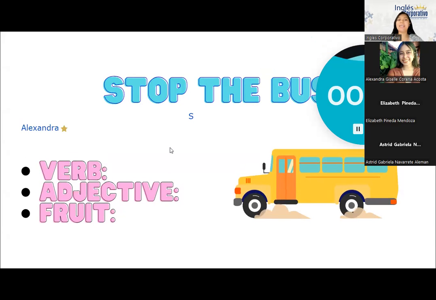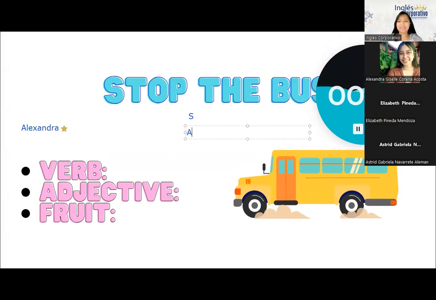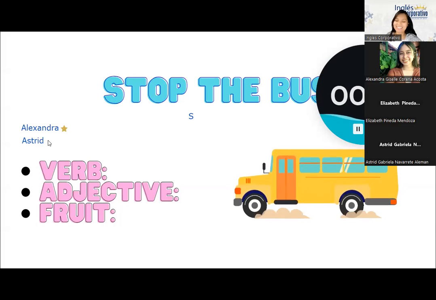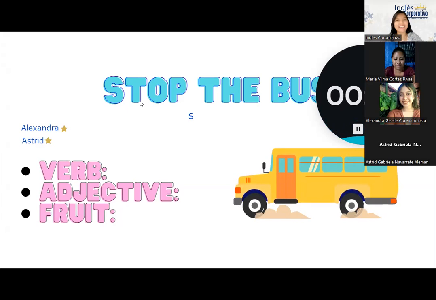A verb, an adjective, and a fruit. Okay. All right. Astrid, go. Swim. Yes. Sarcastic, yes. Fruit... No, come on, Astrid. It is red, it's small. Strawberry, yes, okay, very good, excellent.